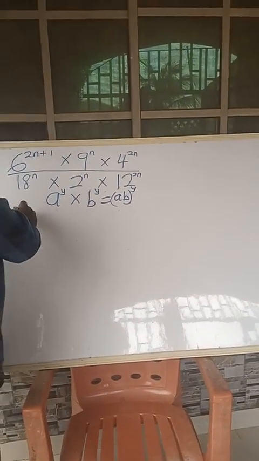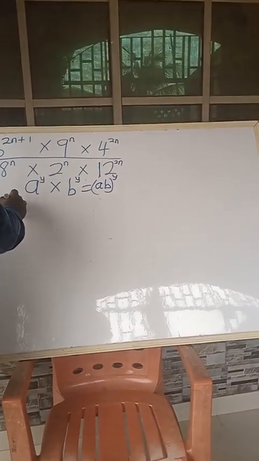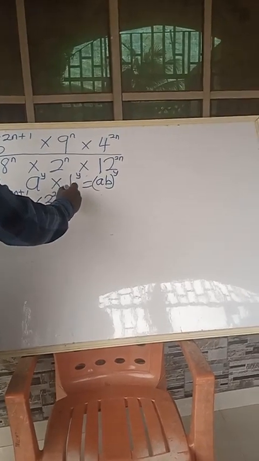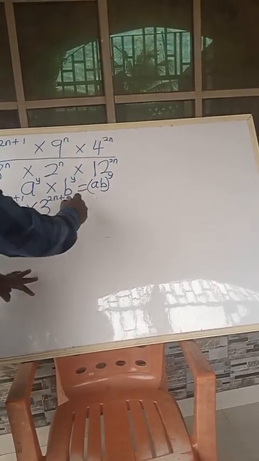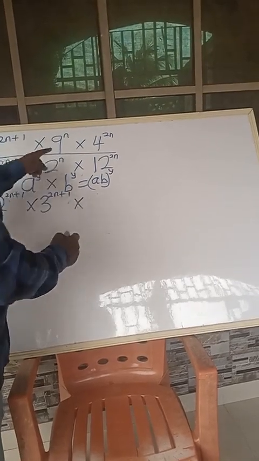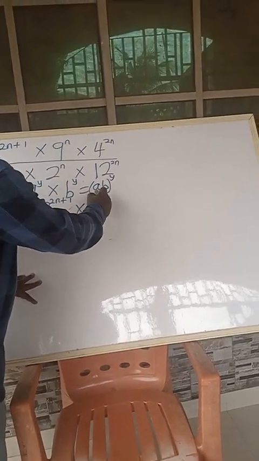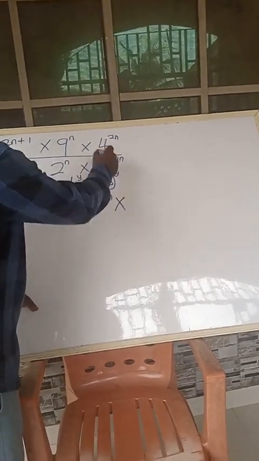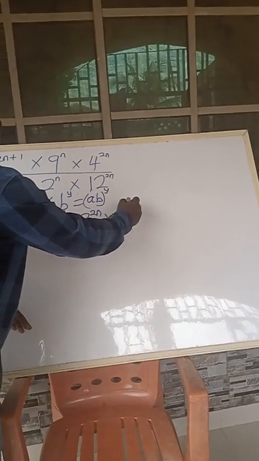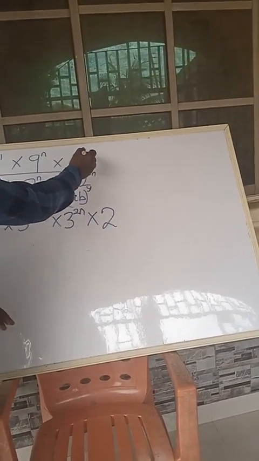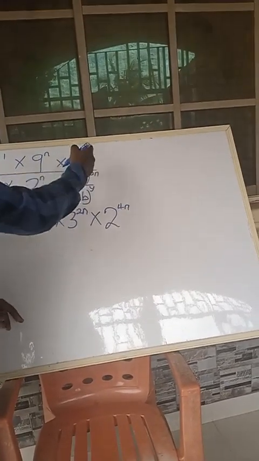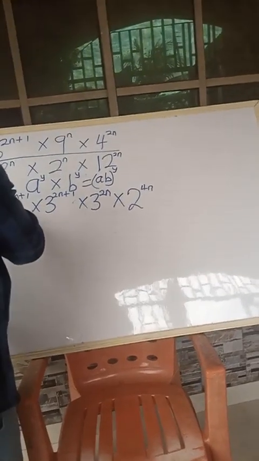So this 6 raised to power 2n minus 1 becomes 2 raised to power 2n plus 1 times 3 raised to power 2n plus 1, according to this law. Then times, instead of 9 now, I want to write it as 3 raised to power 2, then times n, that is 2n. Then I want to split this 4 as 2 raised to power 2. But 2 times 2n here will give us 4n. 4 is 2 raised to power 2, but that 2 will multiply 2n. That is 2 raised to power 4n.